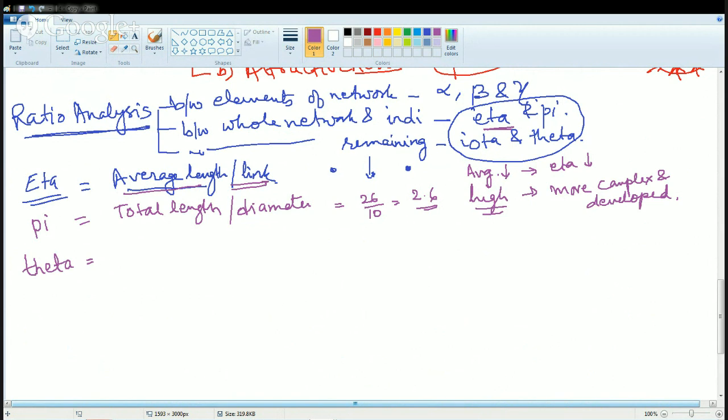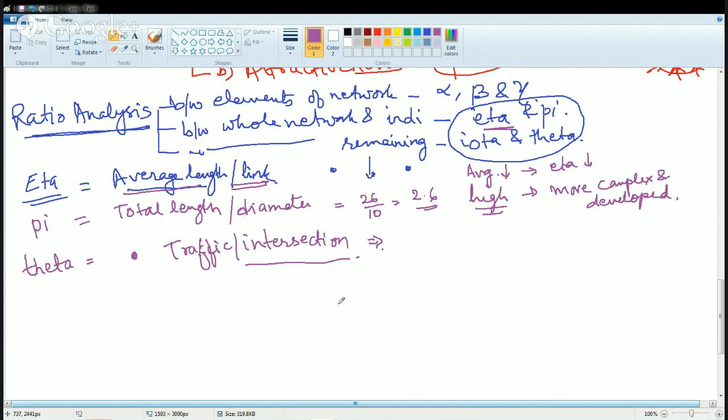Theta index is basically the function of a node. So we would be talking about one single node here. It's the average amount of traffic per intersection. So from each point, how much traffic is flowing, that would be explained under the theta index.